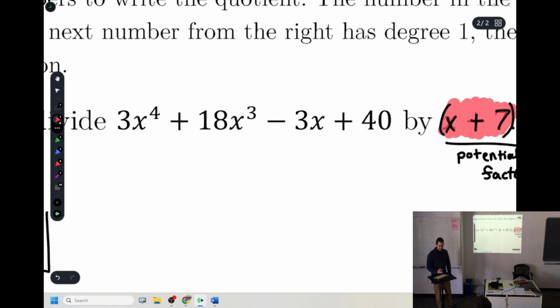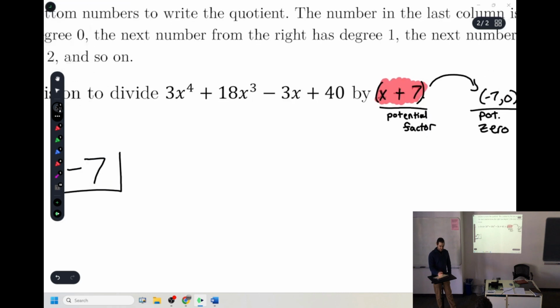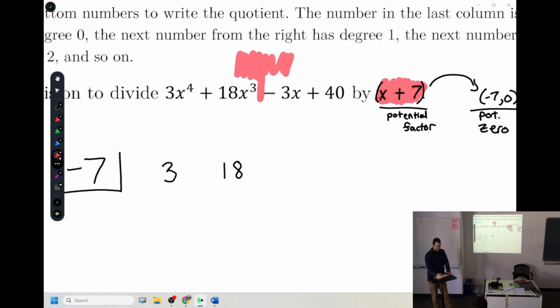Well, I guess that's these, right? We've got ourselves a 3. 18. I don't even see a 0 in there. This is what I like to draw it as so I don't forget. Something missing. A plus 0x squared.